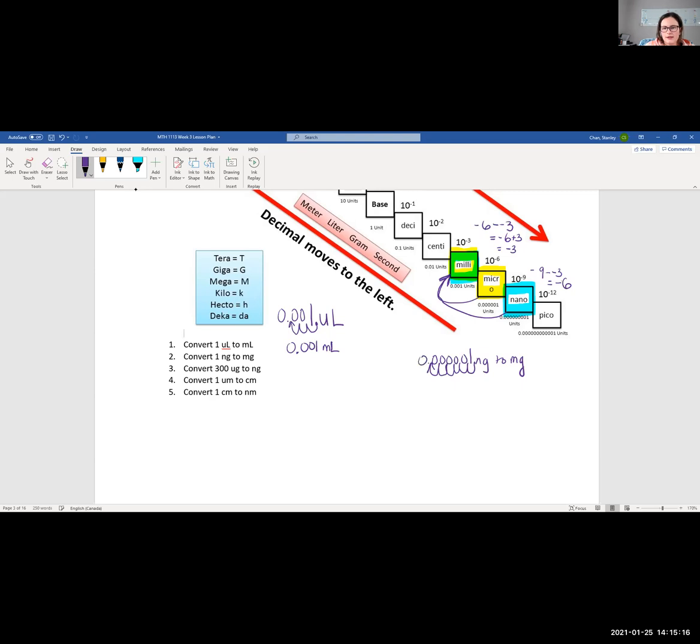So, 0.000. Sorry, I have to count the number of zeros. 2, 3, 4, 5, 6. So that means 5 zeros. It should be 6 spaces. So 1, 2, 3, 4, 5, 6.